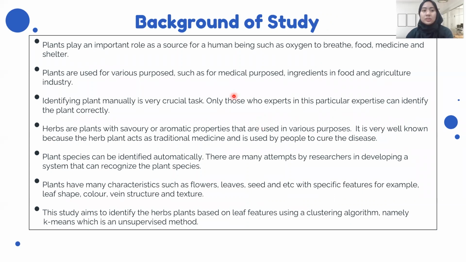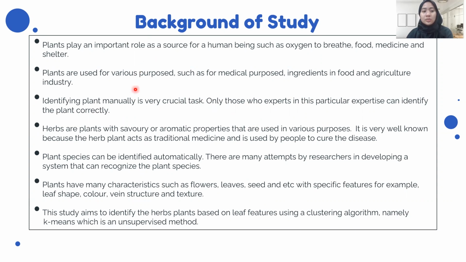Okay, first, plants play an important role as a source for human beings, such as oxygen to breathe, food, medicine, and shelter. It is also used for various purposes, such as for medical purposes, ingredients in food, and the agriculture industry. However, identifying plants manually is a very crucial task. So only those who are experts in this particular area can identify the plant correctly.